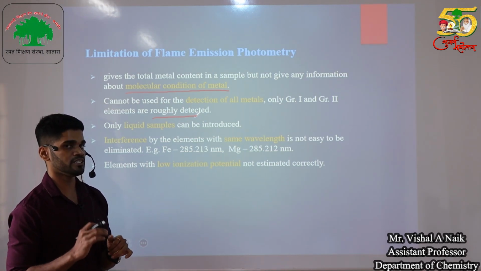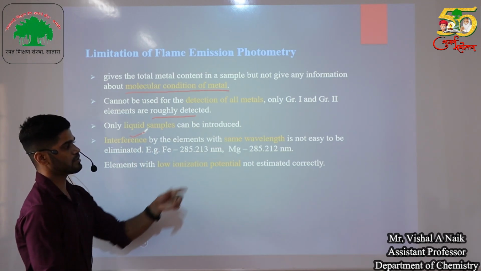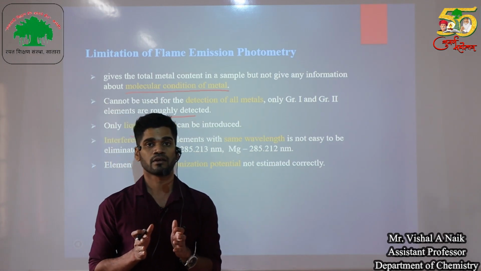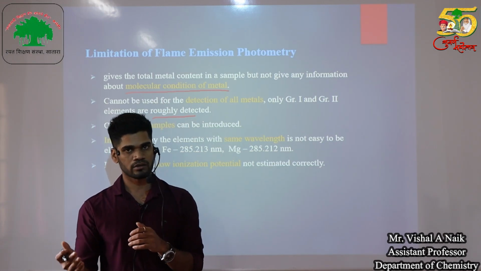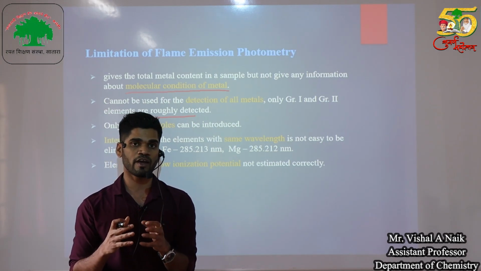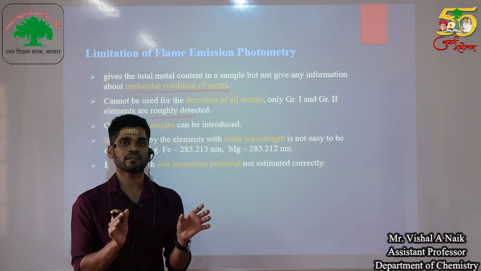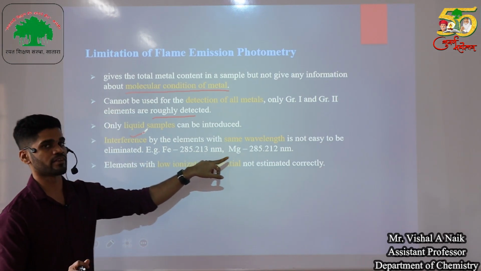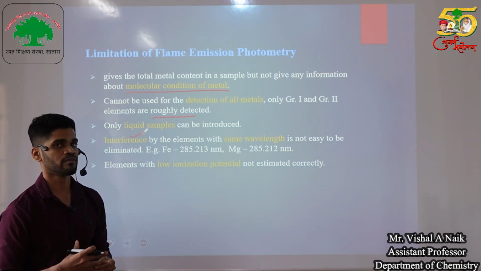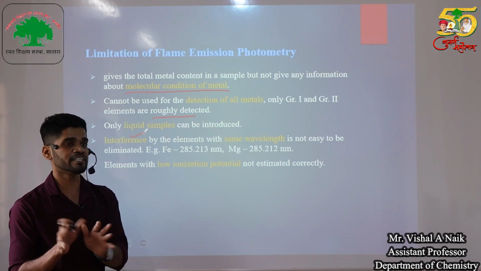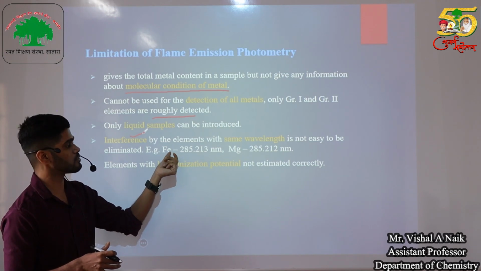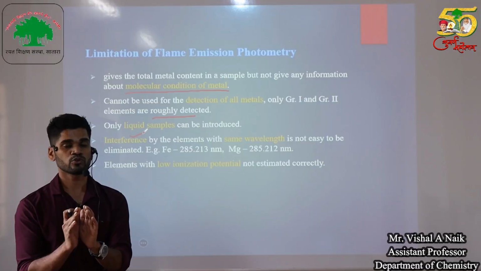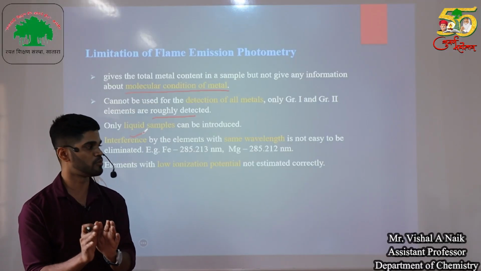And the most important limitation is interference by an element with the same wavelength. If two elements have the same wavelength, the determination will be wrong, or the quantitative analysis becomes wrong, because if two elements are present, they are analyzed as only a single element. For example, if we have to determine magnesium and iron, and magnesium is present, it is detected as iron. And if we have to determine iron and magnesium is present, it is determined as a single one. So this is the interference which is produced in a flame emission spectrometer.